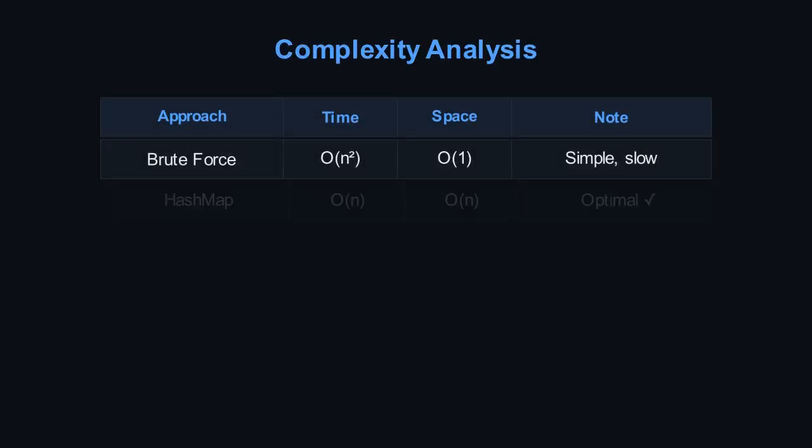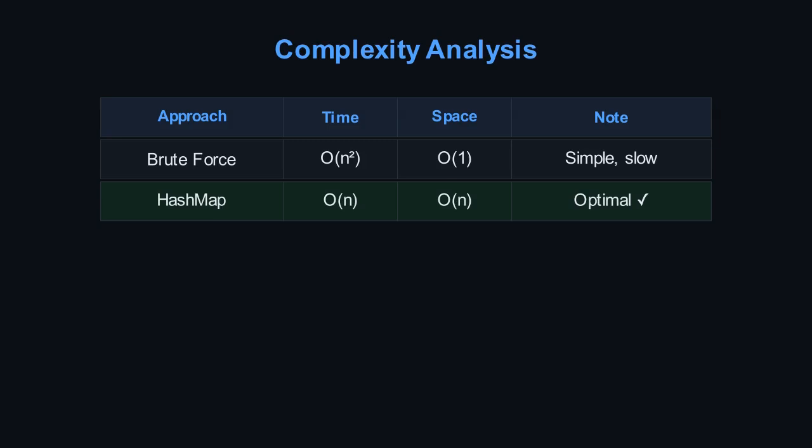Let's compare both approaches. Brute force runs in O(n squared) time and uses constant O(1) space. The HashMap solution runs in linear O(n) time and uses O(n) extra space for the map. In most real interviews, the HashMap solution is what you want.